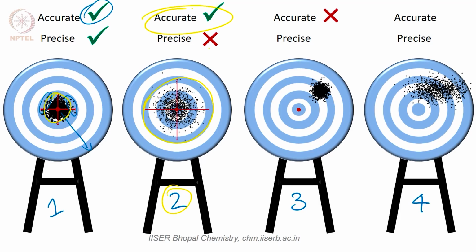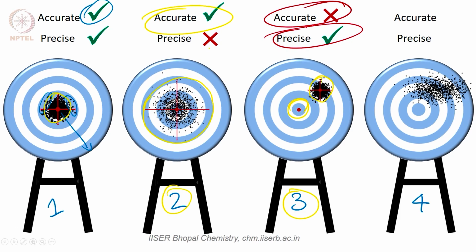So now let us go to the next example, where the true value is in the center of the board, that is archer 3, but the average works out somewhere away from the center. But you are able to see the standard deviation is much smaller than that of the second archer. So this is a case where you have poor accuracy but very good precision.